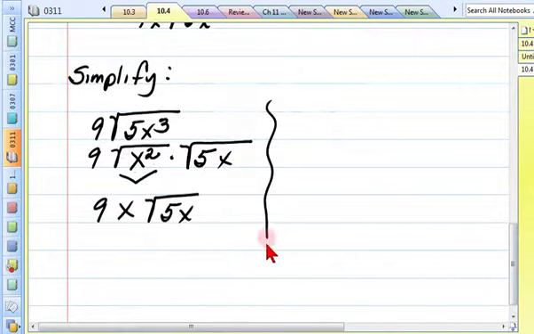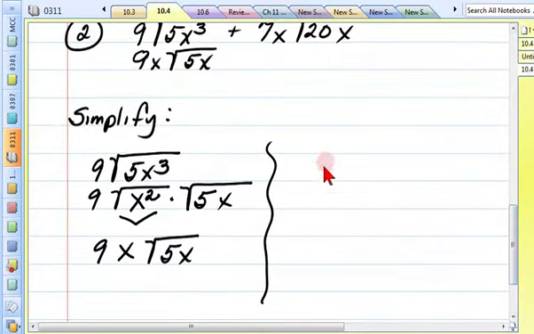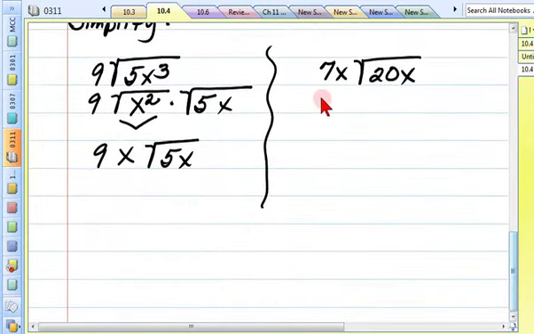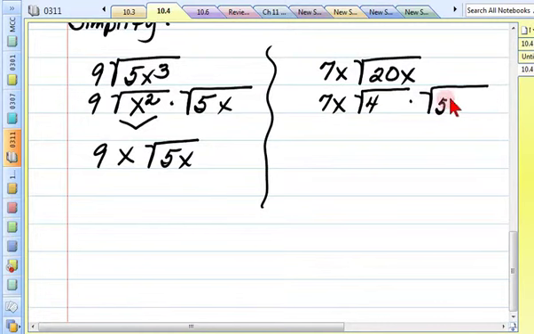The other term that I have is 7x times the square root of 20x. All right, I'm going to drag the 7x along, and maybe I can simplify this. 20. It's not a perfect square, but does it have a perfect square factor? Yeah? Do y'all agree it's 4 and 5? Now the x. It's just x to the first. It's got to go back here with the 5. It's not a perfect square.